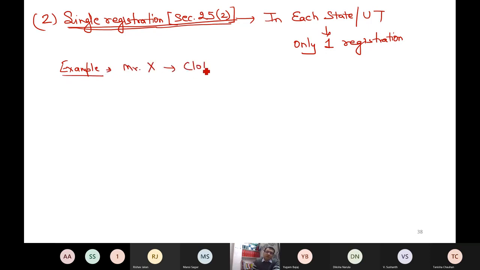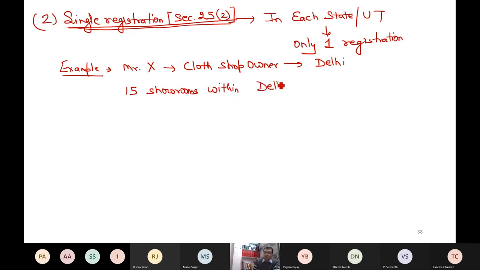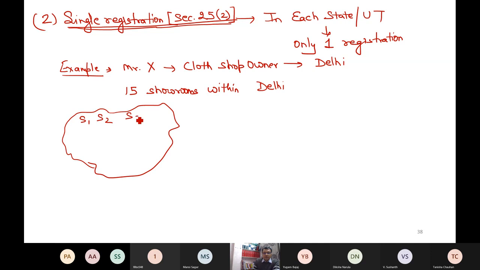Mr. X is a cloth shop owner in Delhi, and he has 15 showrooms, all within Delhi. My question to you is, for example, he has 15 showrooms within Delhi: showroom 1, showroom 2, showroom 3, showroom 4, showroom 5, etc. And the region is Delhi.